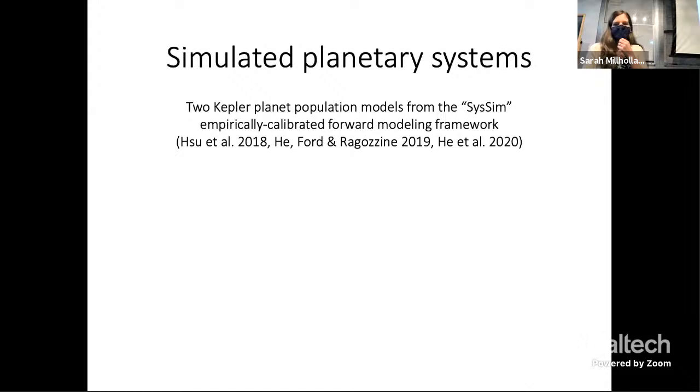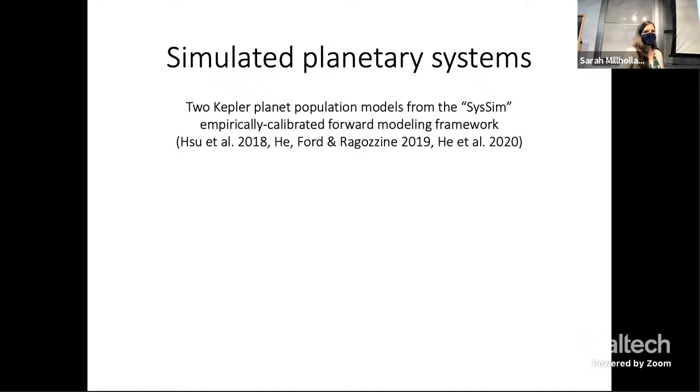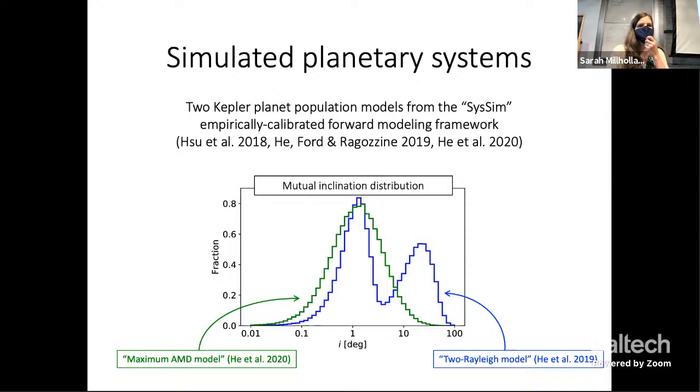So just very briefly, we considered simulated planet populations developed from this kind of empirically calibrated forward modeling framework that has been calibrated to fit a large range of Kepler planet population observables. And so we considered two variations of these population models. The first one, which is called the two-Rayleigh model, was a dichotomous distribution of mutual inclinations. And then another one, which is called the maximum AMD model, is more of a smooth and broad, fairly low inclination distribution.